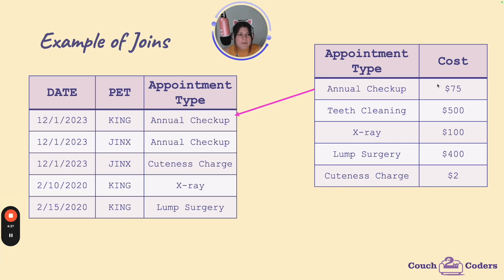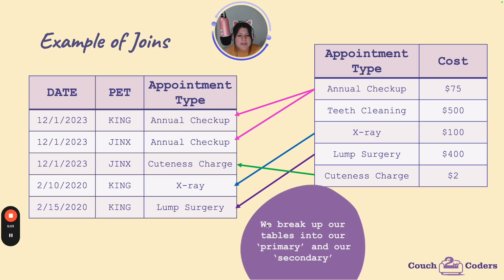So annual checkup for 75 would go here. It would go on row 1, row 2. Teeth cleaning, I don't see any teeth cleanings. X-ray would go to row 4. Lump surgery to row 6. And a cuteness charge would go to row 3. So what we would want to do is we have table 1, table 2, and then wherever they're matched up, we want to attach the cost to it.